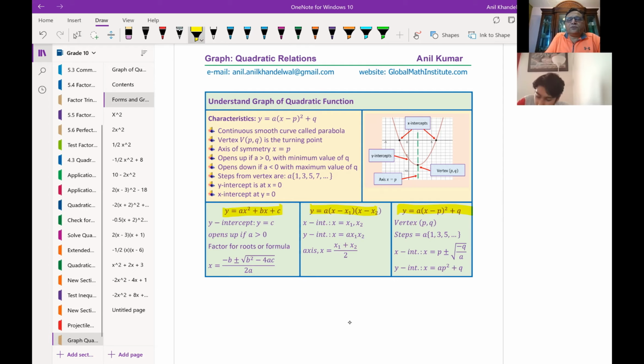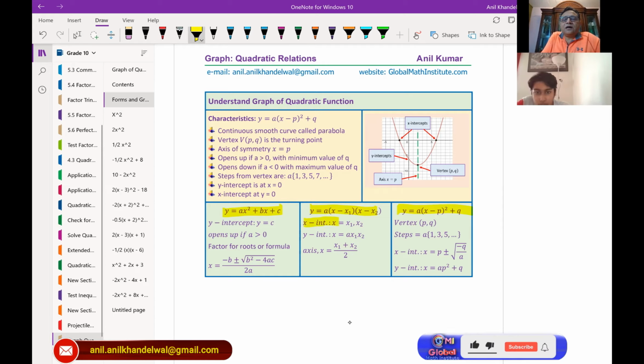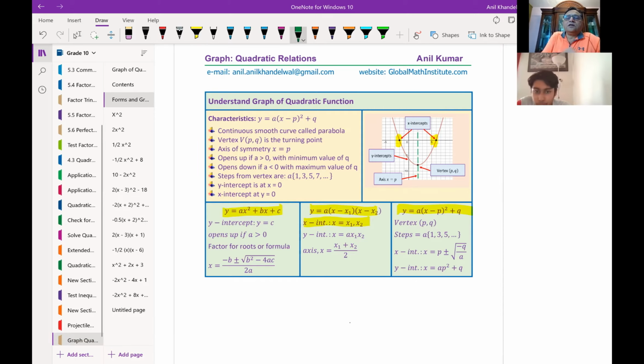So if I have this equation y equals a times x minus x1 times x minus x2, then what are the x-intercepts? The x-intercepts are x1 and x2, right? So these two x-intercepts are known to us then. Is that clear to you? Yes, sir. So let me write down here. We have x1 here and we have x2 here. Now, from this, we can find the axis of symmetry, which is given as x equals x1 plus x2 divided by 2. Is that okay?